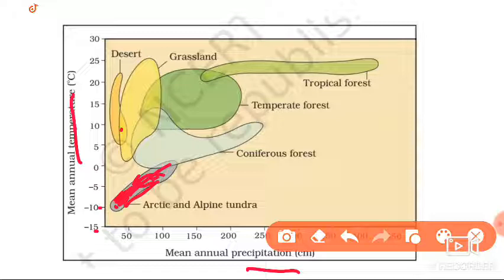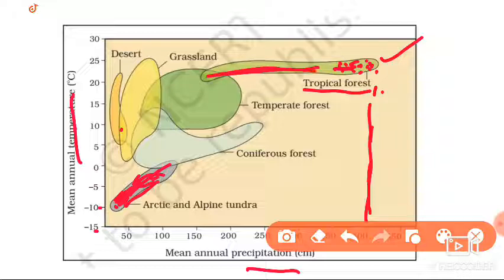Next one here you can see tropical rainforest. Here optimum temperature is present, and rainfall is very high, around 400 centimeters. This comes under tropical rainforest or tropical forests. Optimum temperature is present here, along with a lot of rain. The next here we can see coniferous forest.